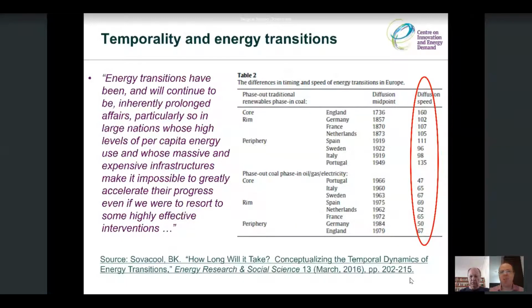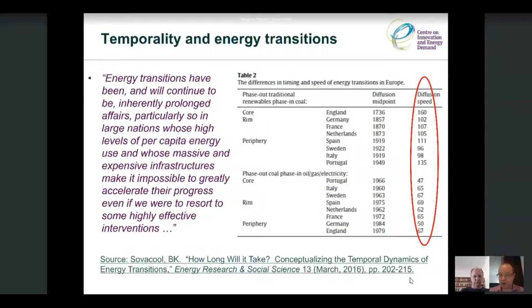So even though it was an incredibly powerful innovation, it still took more than a century to diffuse throughout England and more than a century to reach the Netherlands, Spain, etc. And the more recent phase-in of electricity also took half a century to three-quarters of a century. The fastest transition there was Portugal, and that still took longer than I've been alive. It took 47 years.